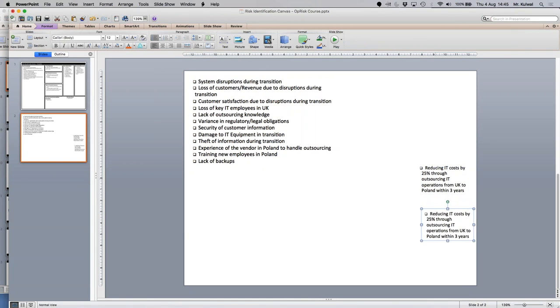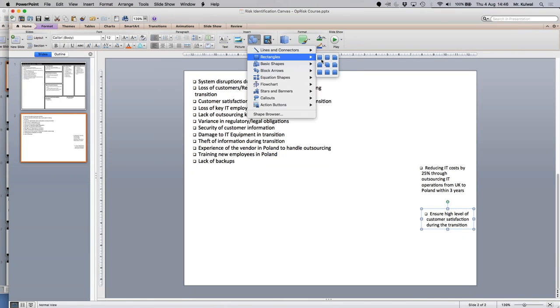But let's say one of the objectives we will then have from that initiative is to ensure a high level of customer satisfaction during the transition. So that'll be one of the tactical or operational objectives which will come out of that initiative. And what we can do is list some of these. So we can say the loss of customers would be one of the consequences, that if that consequence was to happen, then that may impact this particular objective.